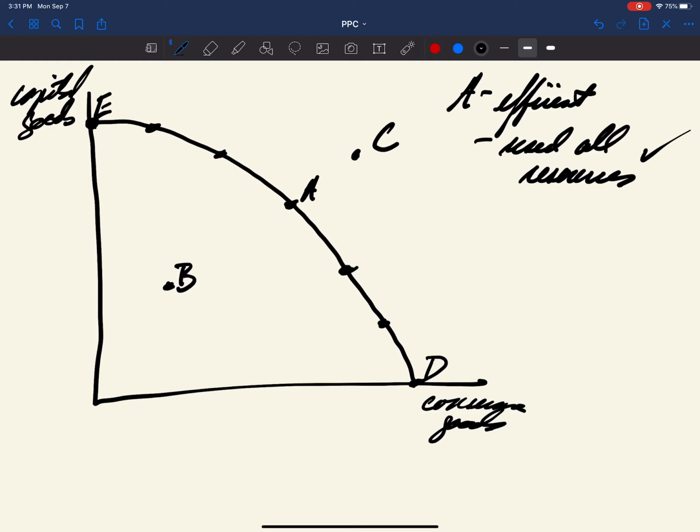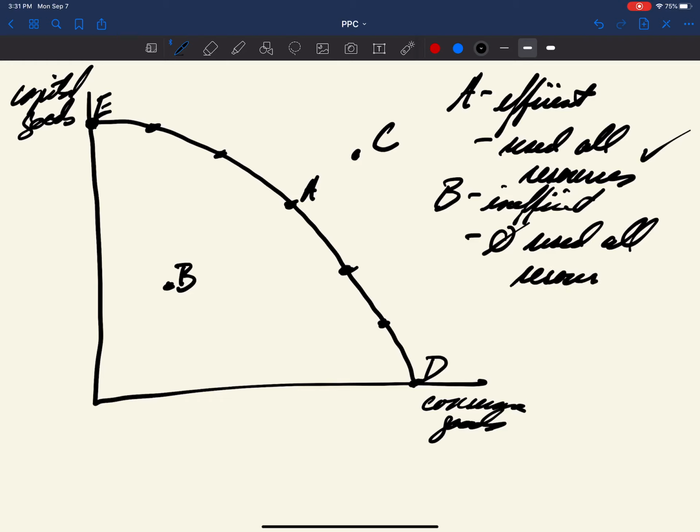Now, that brings us to point B. If A is efficient because we've used all our resources, then B must be inefficient because we have not used all of our resources. It is as simple as that. Okay. Another term you guys might hear for this is underutilization. But all underutilization means is that we're not using all of our resources.